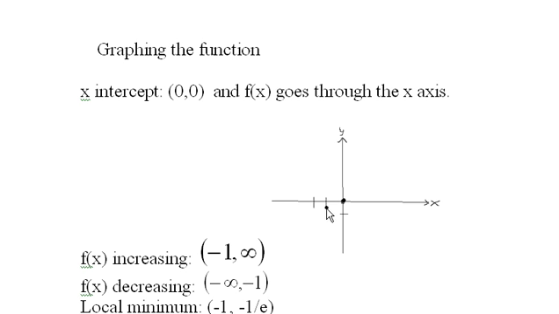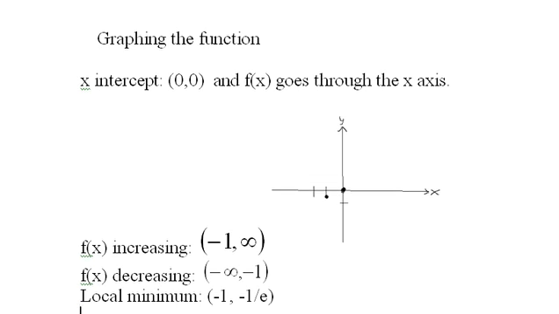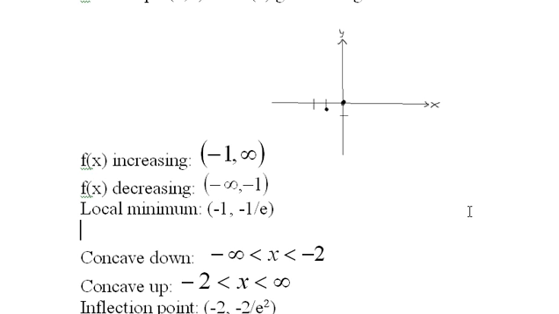f is increasing from -1 to positive infinity, so it's going to get bigger and bigger in this direction, right? Now, is it concave up or concave down? Well, we determined that it was concave down from negative infinity to -2 and concave up from -2 to positive infinity. So starting at this minimum, it's going to go like this in a concave up fashion. It's going to look very much like e to the x. It's going to start here at this local minimum and go way up like that.